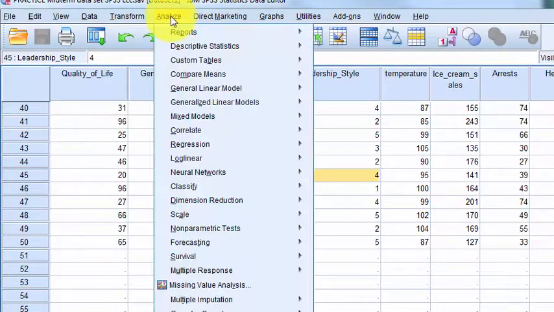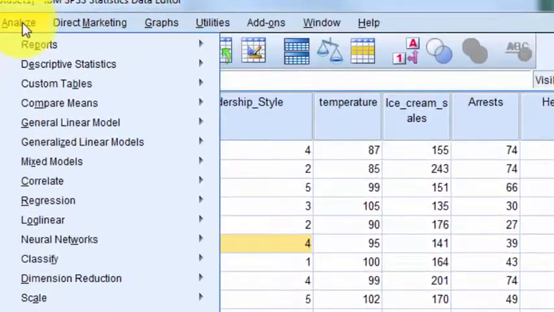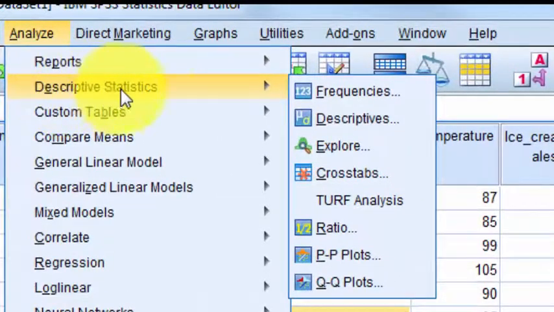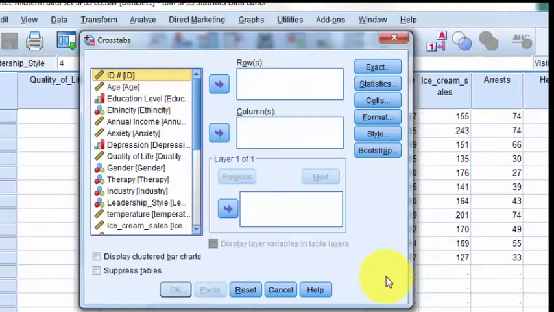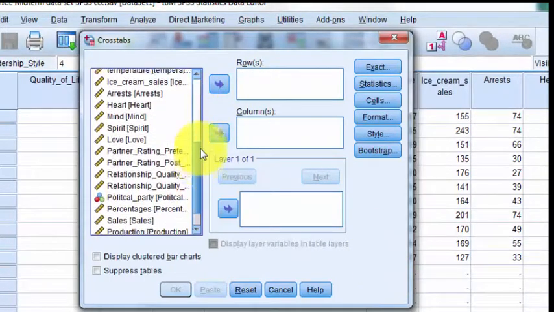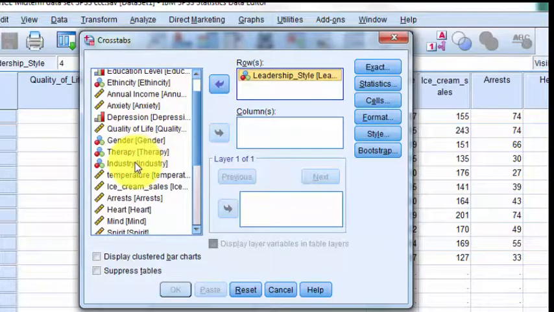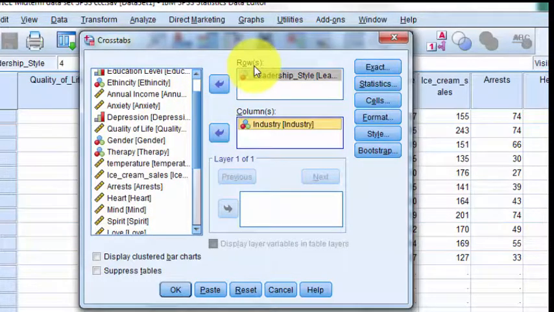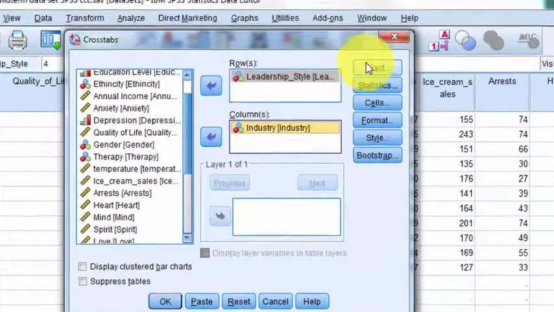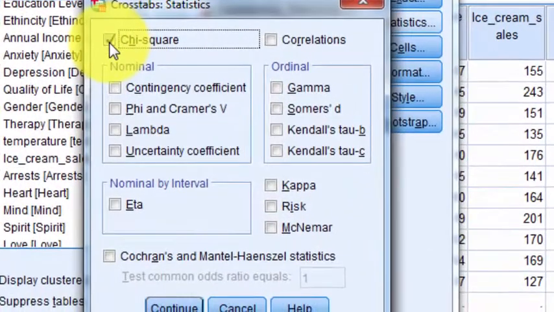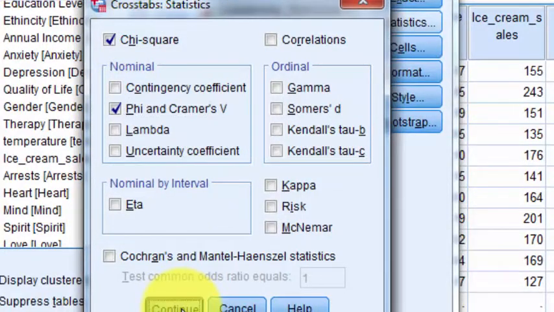Go to Analyze. Descriptive Statistics. Chi-squareds are called crosstabs in SPSS. Okay, so we're looking at leadership and industry. Doesn't matter which is which, okay? Doesn't matter which one's the row, which one's the column. But we're going to go to statistics. We always want the chi-squared test statistics, and I want you to get the phi and the Cramer's V.